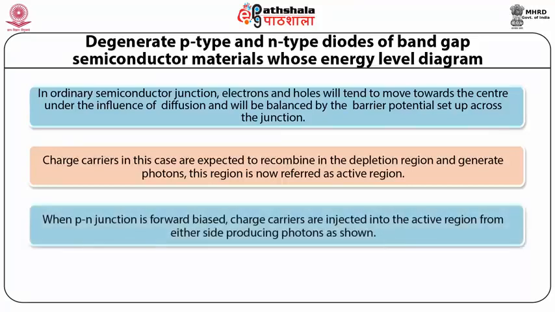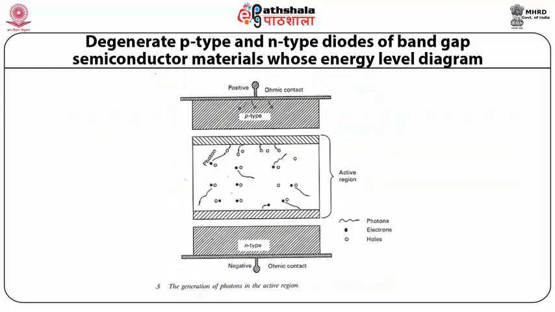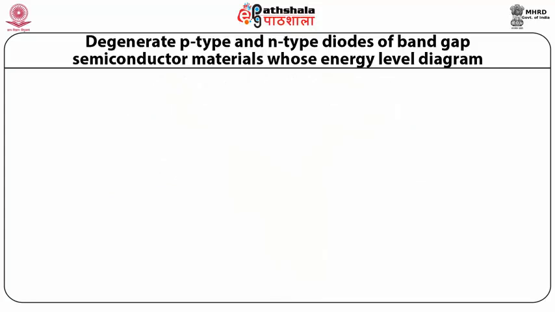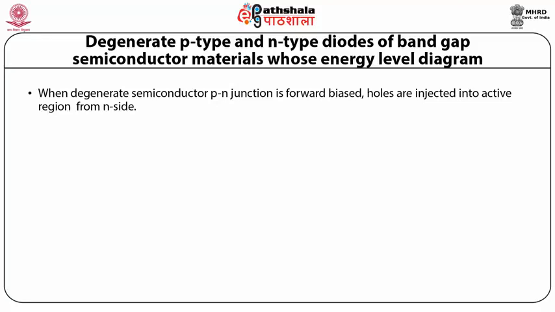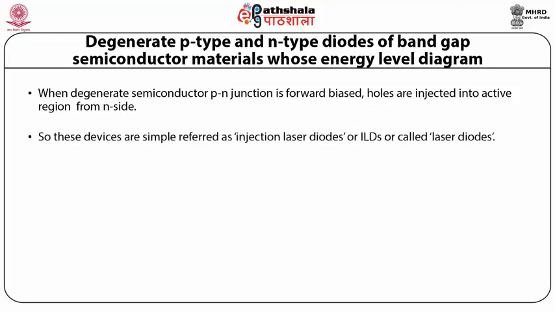When the p-n junction is forward biased, charge carriers are injected into the active region from either side, producing photons as shown in the figure. The generation of photons in the active region is depicted by this figure. When the degenerate semiconductor p-n junction is forward biased, holes are injected into the active region from the n side. So these devices are simply referred to as injection laser diodes or ILDs, or called laser diodes.